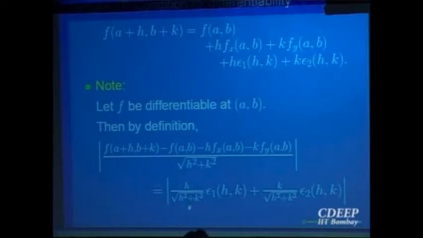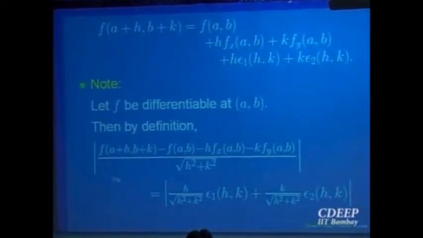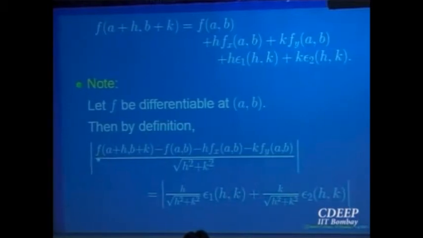You can forget that because it is less than 1. So it is less than or equal to mod of epsilon 1 plus mod of epsilon 2, both of which go to 0 as h and k go to 0. So differentiability implies that this limit should be 0. Right? Differentiability implies this limit must be 0.